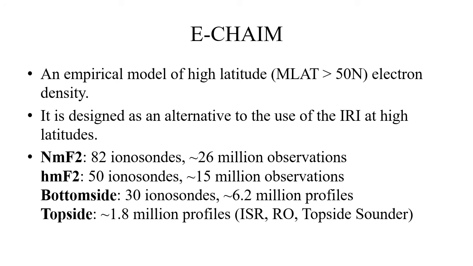ASHAME is an empirical model of the high latitude electron density above 50 degrees north geomagnetic latitude. It's designed as an alternative to the use of the IRI at high latitudes and was built on probably one of the most extensive data sets ever really assembled for empirically modeling electron density, particularly at high latitudes. This is made up of several million ionosonde observations, as well as a couple million incoherent scatter radar, radio occultation, and topside sounder observations that make up the topside of the model.